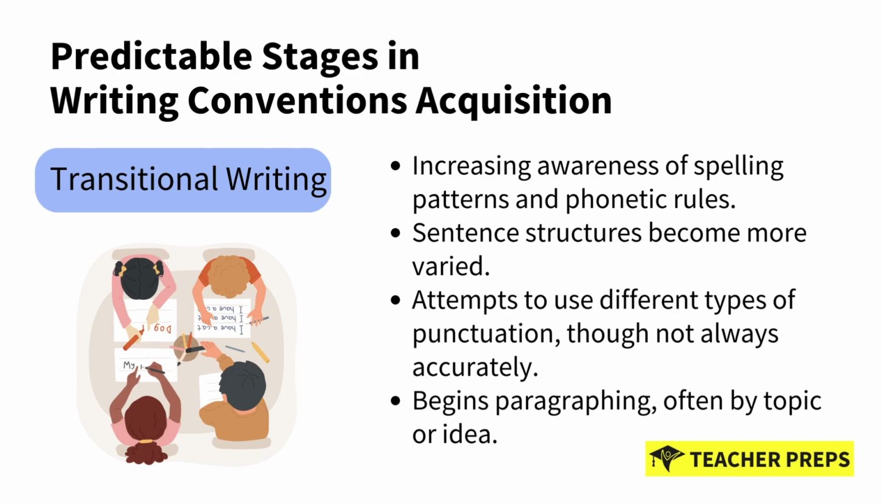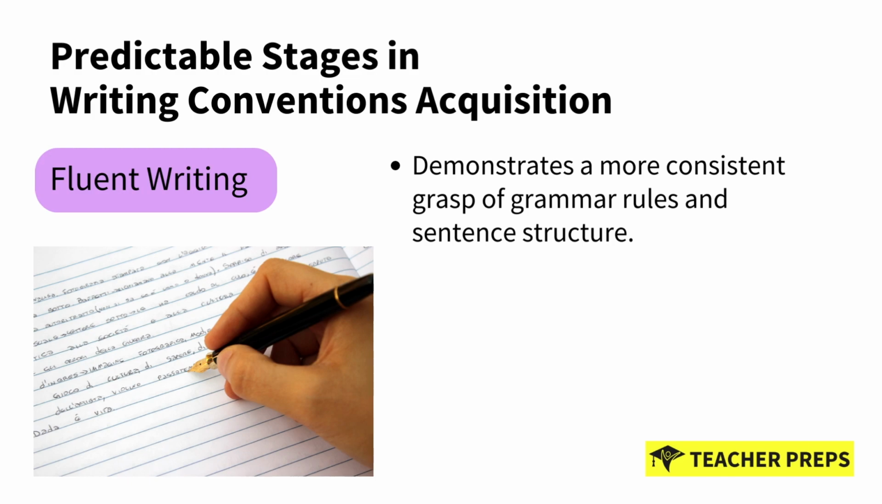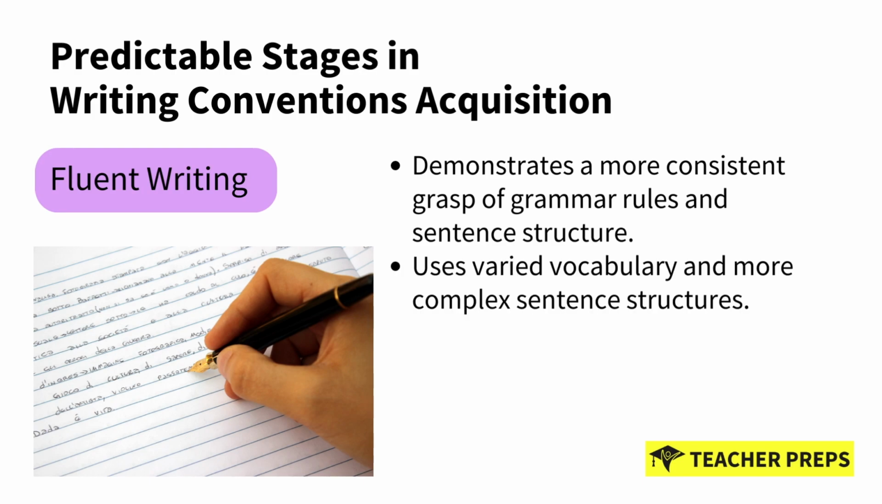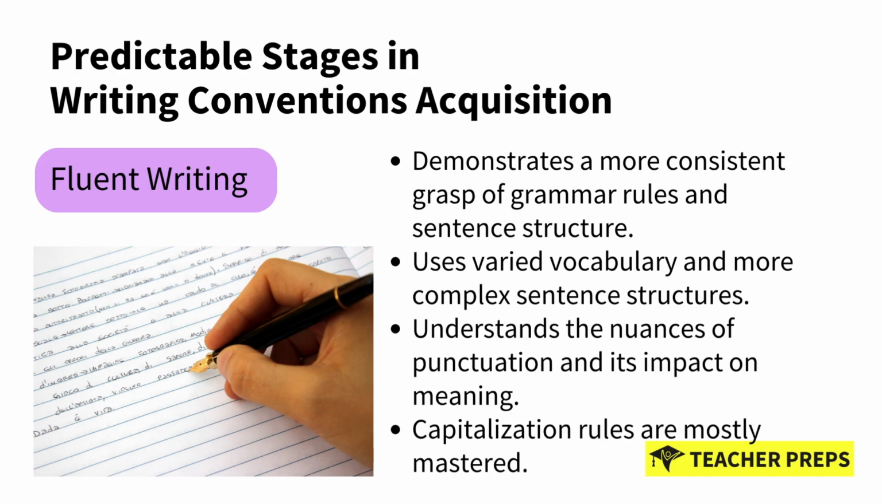The next writing stage is called the fluent writing stage, where we can see that students have reached this stage by the following indicators. The student demonstrates a more consistent grasp of grammar rules and sentence structure, uses varied vocabulary and more complex sentence structures, and understands the nuances of pronunciation and its impact on meaning. Capitalization rules are mostly mastered.